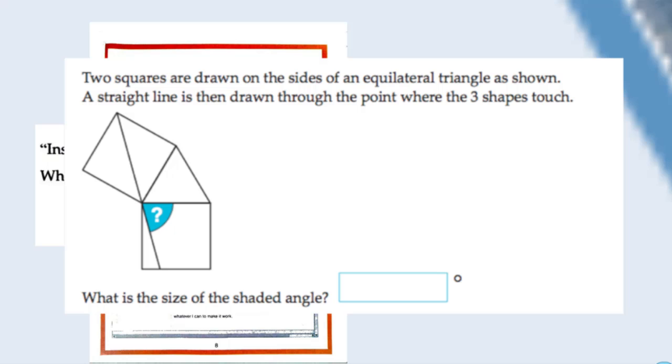Let me show you an example. Again, this is a well-worn example. This is a problem-solving NAPLAN question, a year 7 question, and it's telling us that there's a square on the bottom with an equilateral triangle sitting on top and a square on the side of that, and there's a line that goes down the diagonal, and it's asking us to find out the size of the shaded angle.